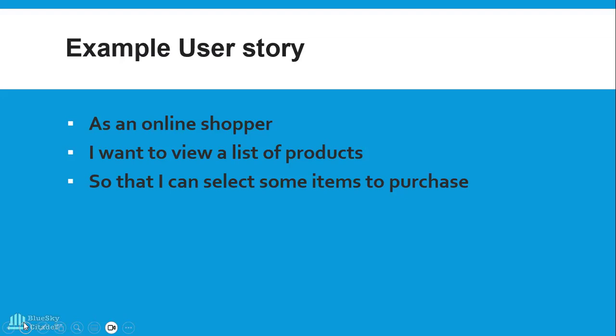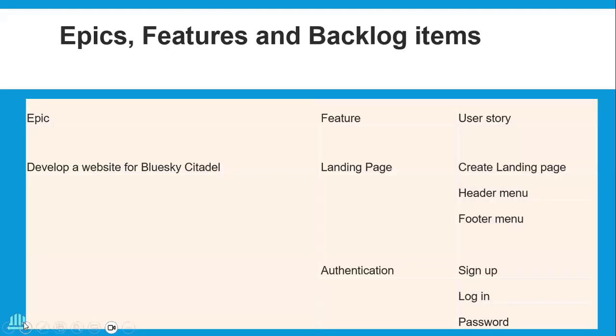Why do I want to do that? That last line is always to answer the why. And when you can answer the why, it defines the value that can be added to the end user. Why do I want to view a list of products? So that I can select some items to purchase. Hope we're understanding that so far. So this is a simple layout. To be honest, user stories are simple once you've understood what the business wants or what the user wants.